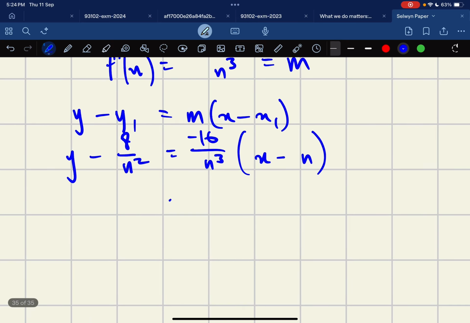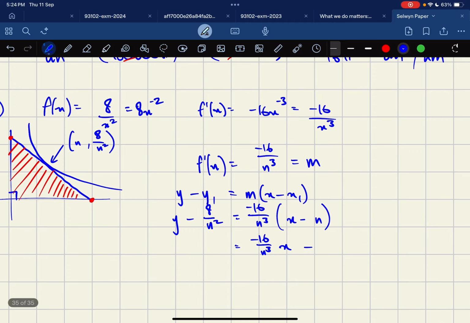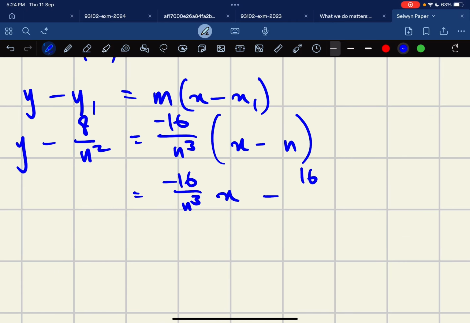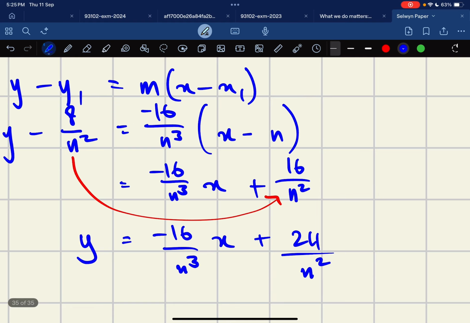So then expanding the right hand side out, you get negative 16 over n cubed times x, and then it's a positive because you got negative times negative here, so it's positive 16 over n squared. And then here you've got negative 8 over n squared, which you can bring to the other side to become plus 8 over n squared. So this is y equals negative 16 over n cubed times x plus 24 over n squared.